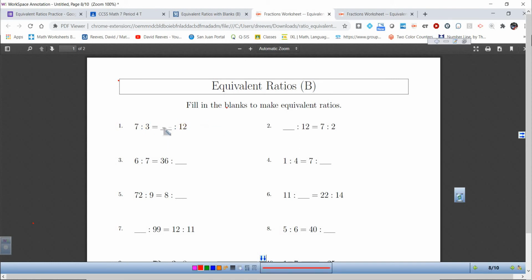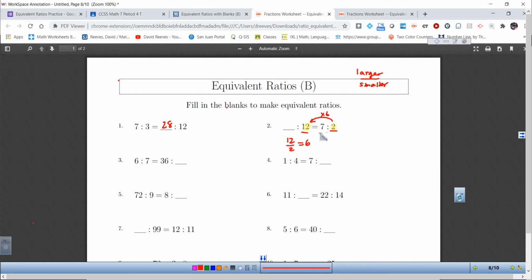All right, so the answer to this first one was 28. Again, this is the one we don't know. Let's focus on the one we do know. We know the second number is 12, and the second number on this one is 2. So again, I'm going to take the larger, and I'm going to divide by the smaller, and that's going to tell me that multiplication factor. So I'm going to take 12, and I'm going to divide it by 2. 12 divided by 2 is 6. That tells me that that number is 6 times bigger.